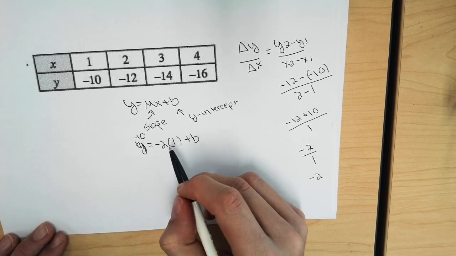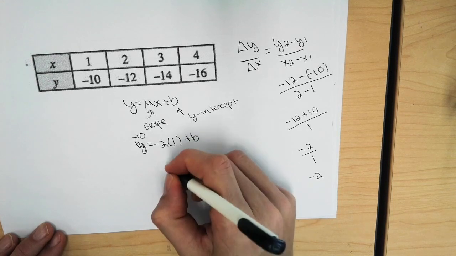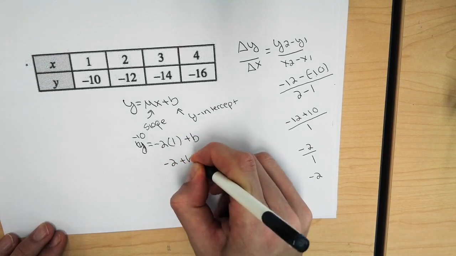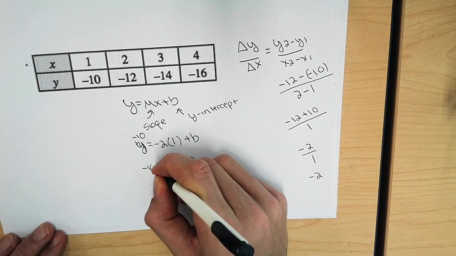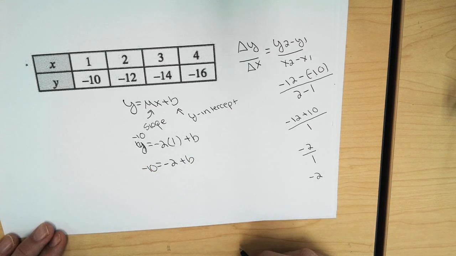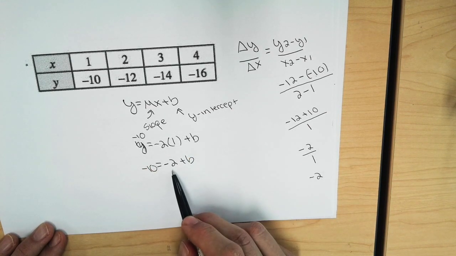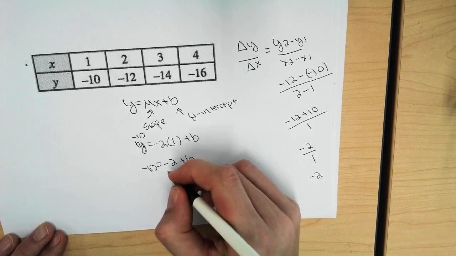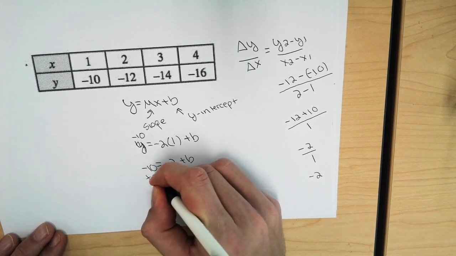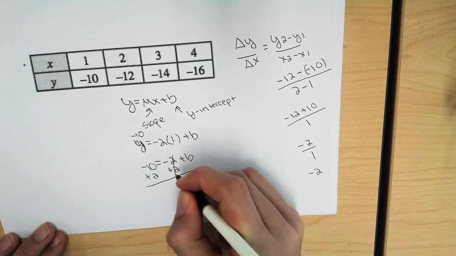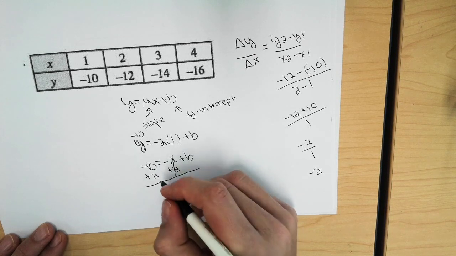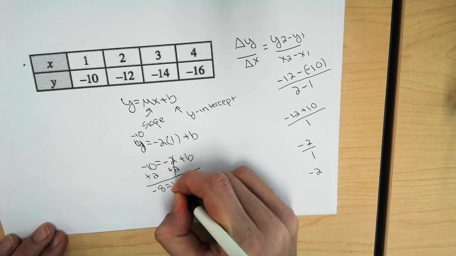Now I'll begin to simplify. Minus 2 times 1 is minus 2. Now I have an equation here. Minus 2, I'll add 2 to both sides. Minus 10 plus 2 is minus 8.